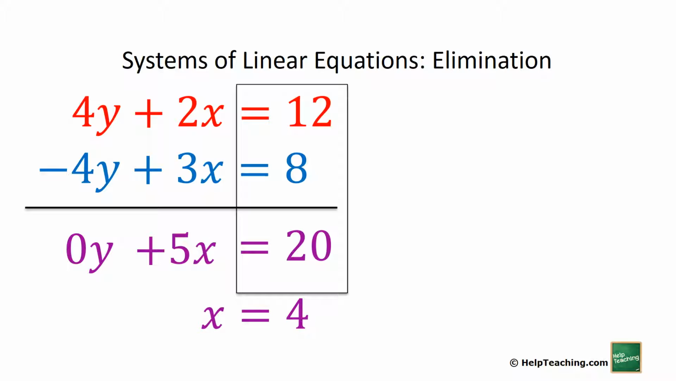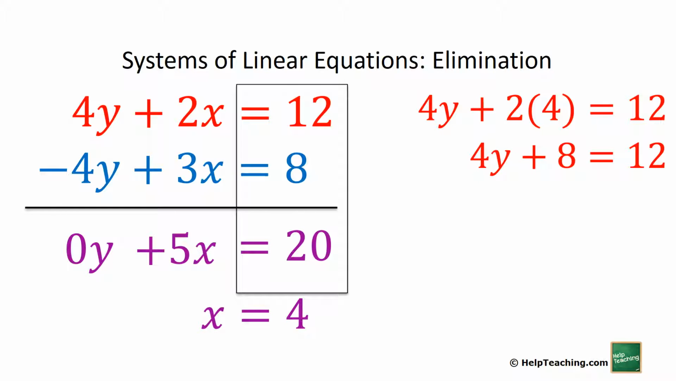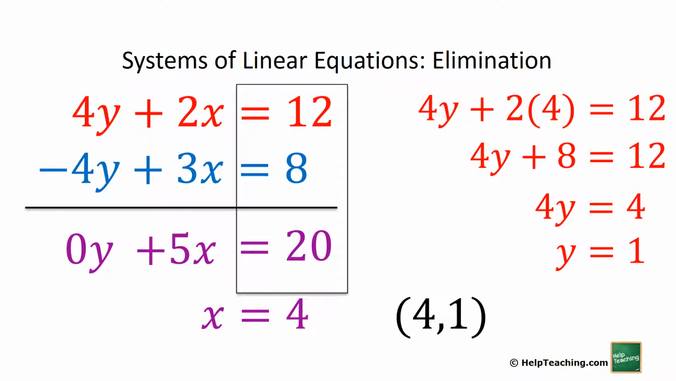In order to solve for y, we take that value of x, which is 4, and we replace it in the original equation. It doesn't matter which one. We replace the x with the value we just found, in this case 4. And we get 4y plus 2 times 4 equals 12. This simplifies to 4y plus 8 equals 12. If we subtract 8 from both sides, we get 4y equals 4, divide both sides by 4, and we get y equals 1. That means that the solution for this system of equations is (4, 1). In other words, both equations are true when x is 4 and y is 1.